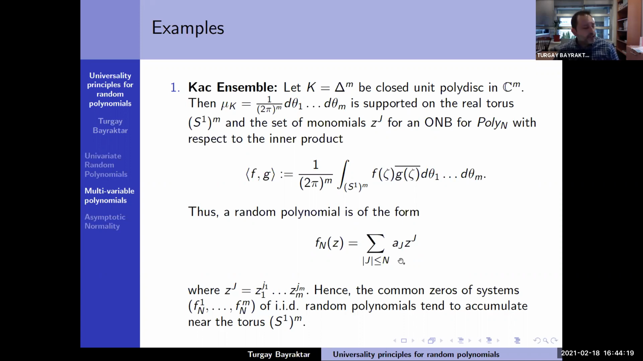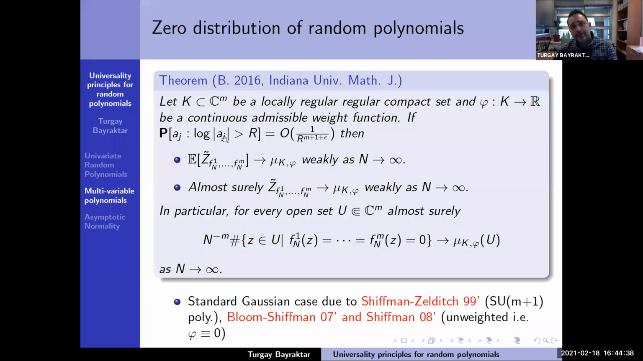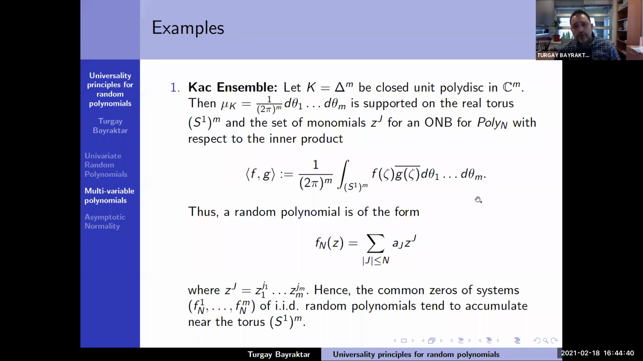I think it's been known for a long time. I don't know who proved it, but the zeros are equidistributed with respect to this measure here, nu_K, for systems of random polynomials. For Gaussians, this has been known, but this theorem here added the global universality.